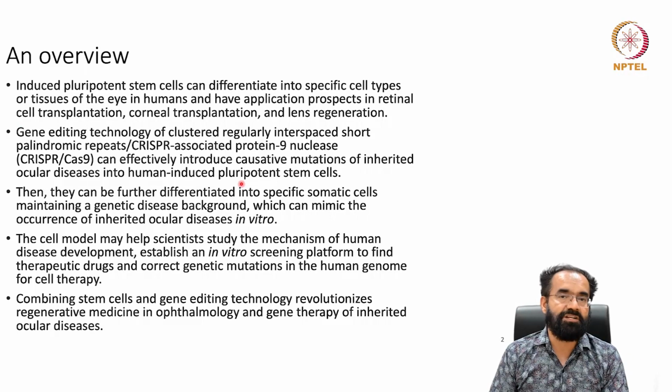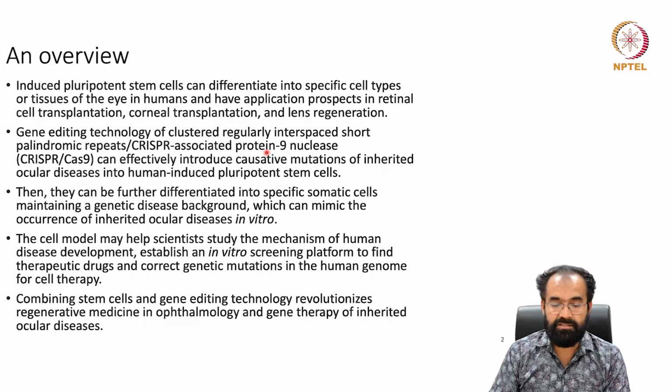The other way around, you have a patient who has a mutation in a given gene, hence their organ is suffering. Collect the cell, of course that is a mutated gene bearing cell, but you correct it using CRISPR-Cas9 technology and now differentiate it back into a normal cell, which is now lacking this defect. So both ways it's possible. Then they can be further differentiated into specific somatic cells maintaining a genetic disease background. Just like I told you, you introduce a mutation and study, which can mimic the occurrence of inherited ocular diseases in vitro. And if it's an animal model, you can study in vivo as well.